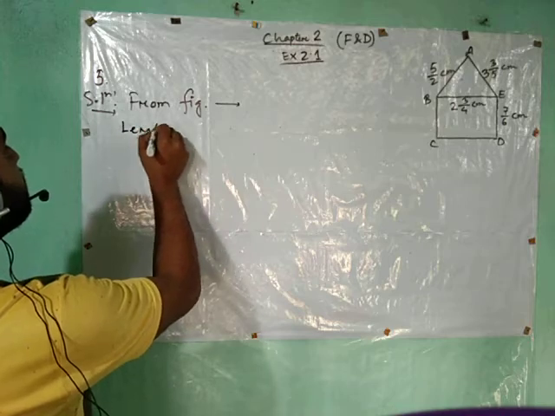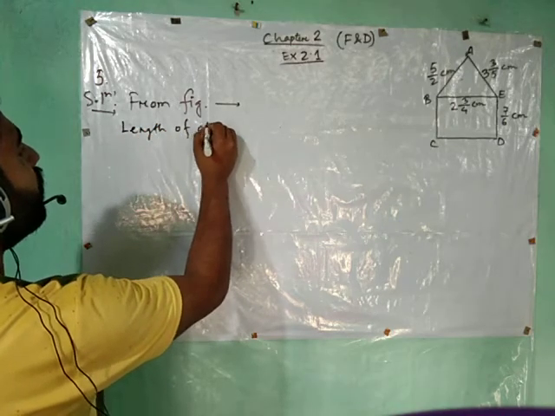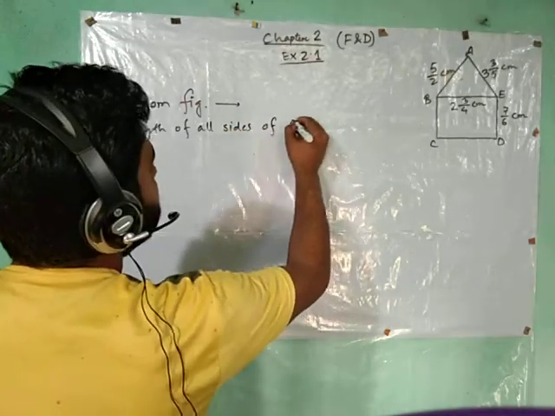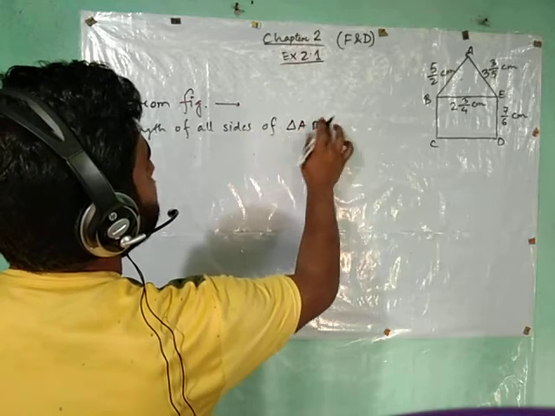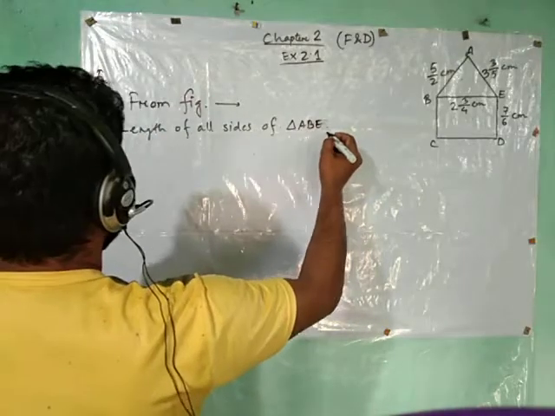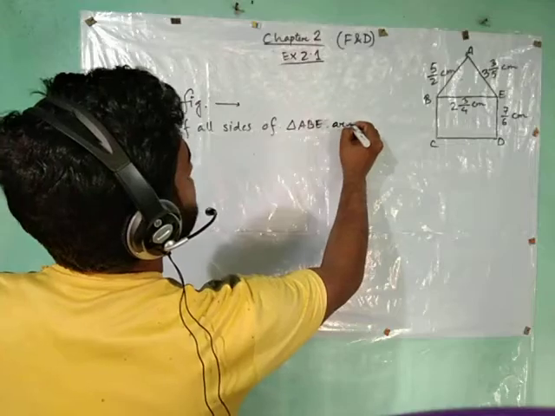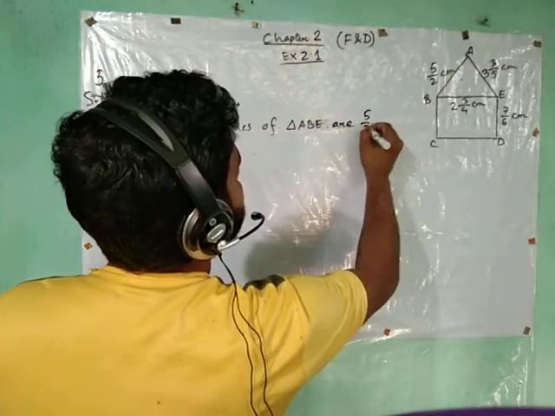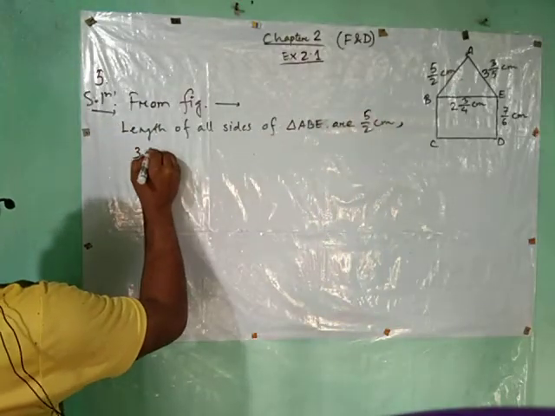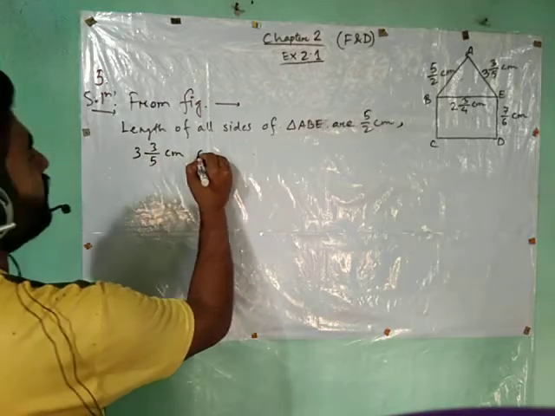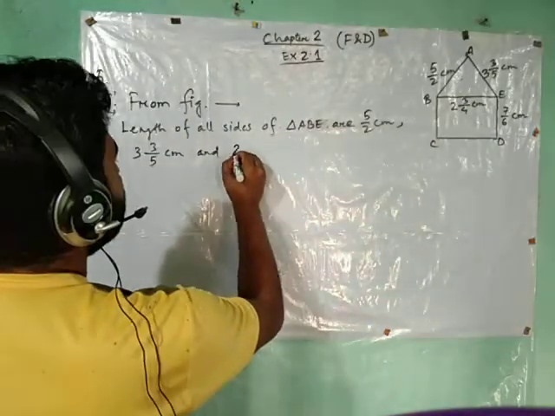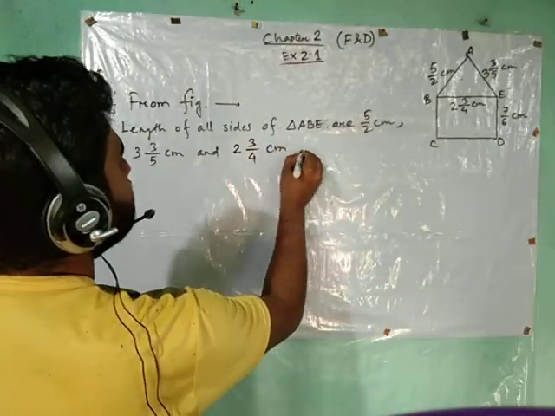length of all sides of triangle ABE, right? Length of all sides of triangle ABE are what? First 5 by 2 centimeter, next 3 by 5 centimeter, and this one 3 by 4 centimeter.